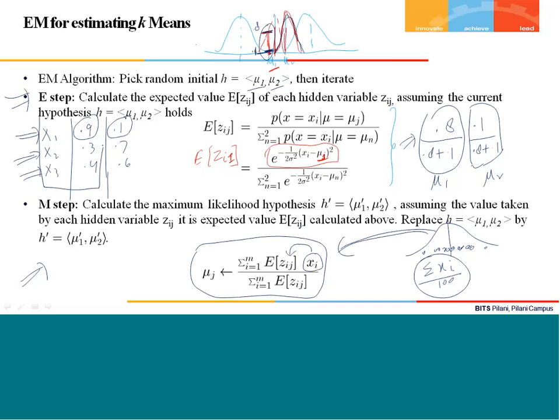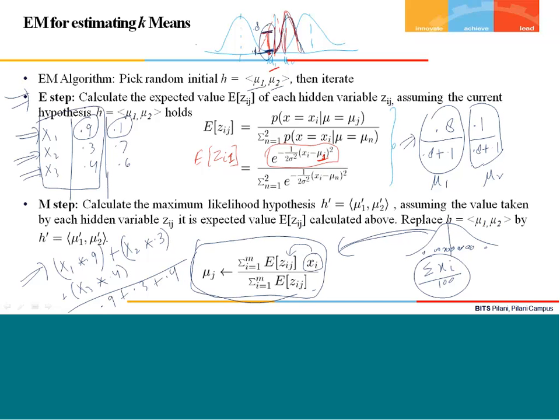For example, if you come here, what am I doing? x1 multiplied by 0.9, plus x2 multiplied by 0.3, plus x3 multiplied by 0.4, and divide it by the sum of the expected values, 0.9 plus 0.3 plus 0.4. So this is what the formula is doing.